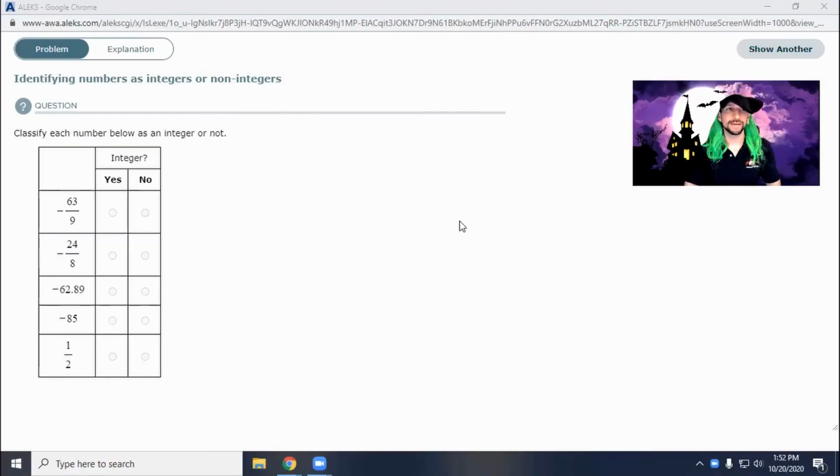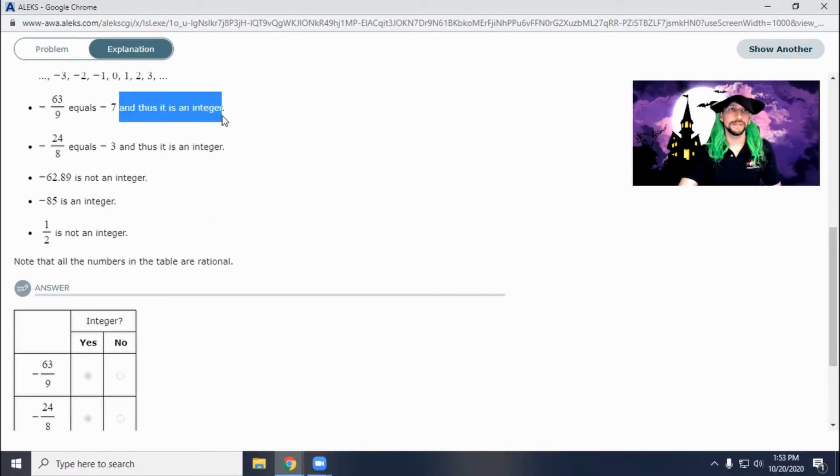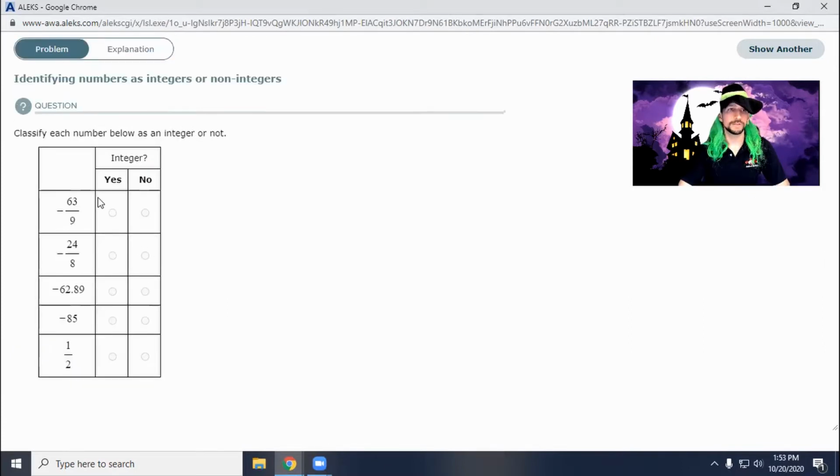So here we are in ALEKS, and today we're going to be identifying different numbers we're given as either integers or non-integers. Now, first we may ask, well, what's an integer? Let's look at the explanation. So integers here are shown as negative, positive, and zero counting numbers. In other words, whole numbers and their negatives. No decimals, no fractions. So let's look at each of these values and determine whether it's an integer.